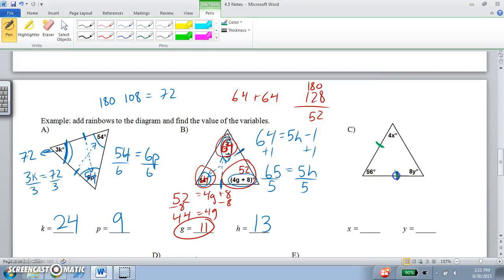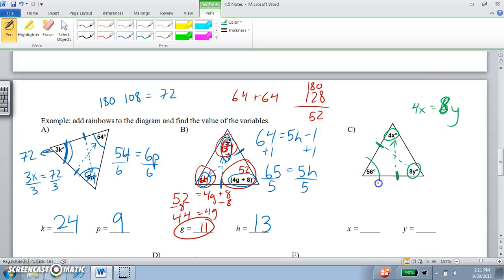2 tick marks here and here, so this angle and this angle are congruent, but we don't know how to solve this because we don't know x or y. So we know 4x equals 8y, but we don't know x or y, so we have a problem.